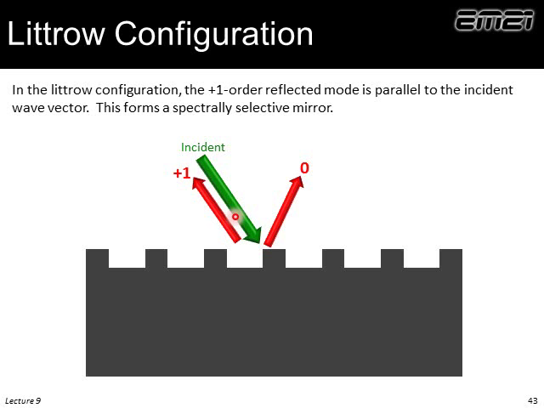Now what we've made here is a spectrally selective mirror because this condition will only be matched at a single wavelength. We change wavelength or change frequency a little bit, the angle of this +1 order mode will be different than the incident wave. And so if we back up far enough from the grating, we've made a spectrally selective mirror. And when the +1 order is in the same direction as the applied wave, that's the Littrow configuration.